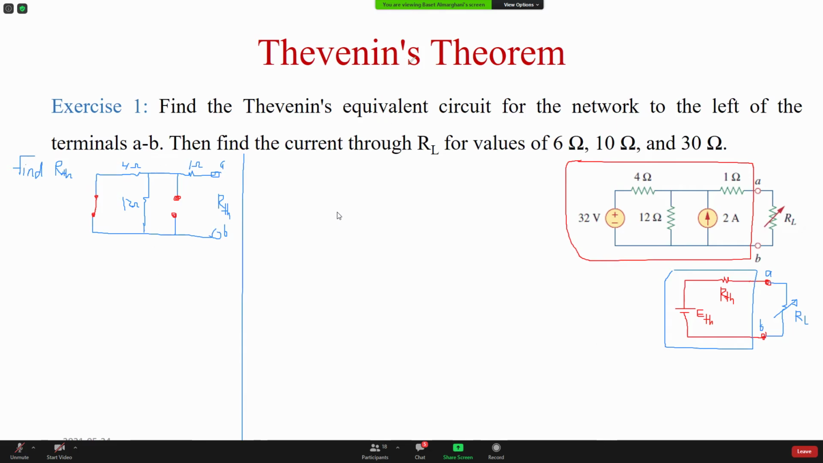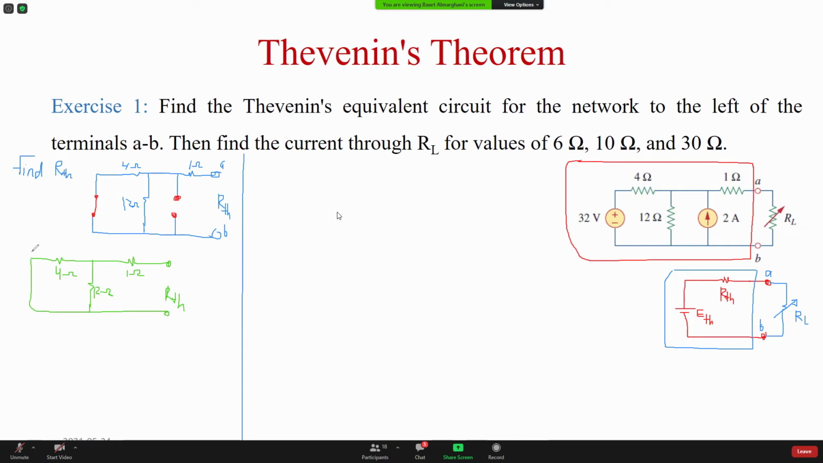Now I'm going to make it look nicer. Open circuit is not going to affect my circuit, so here's what we have. This is how this circuit will look like. This is the 1 ohm. This is the 12 ohm. This is the 4 ohm. This is R Thevenin.